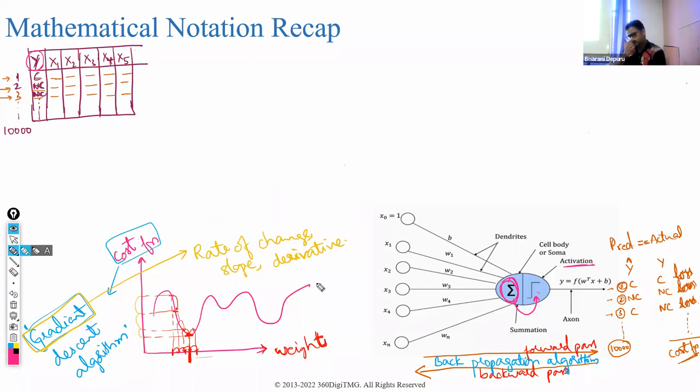I'll complete a few more things. And I'll explain about the loss and cost function, and a few other things.